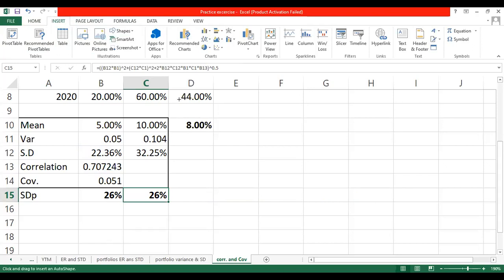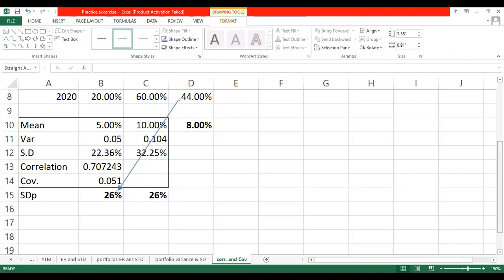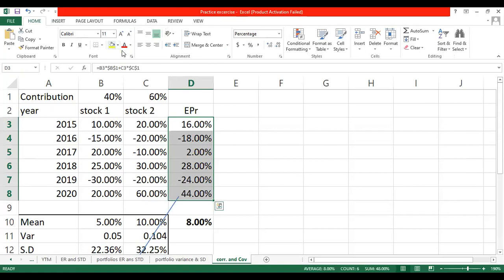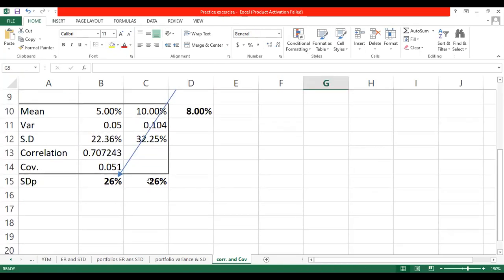There are two methods, either calculating it directly from the expected return of a portfolio, that column, or even while applying that formula.